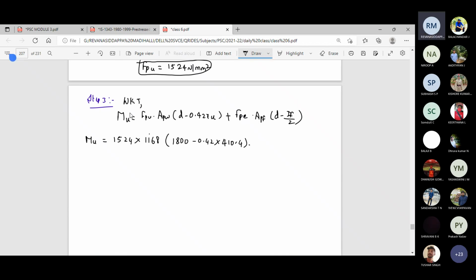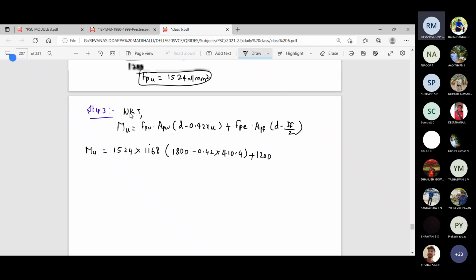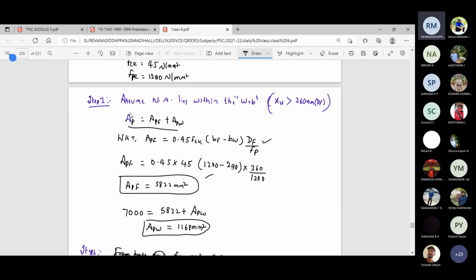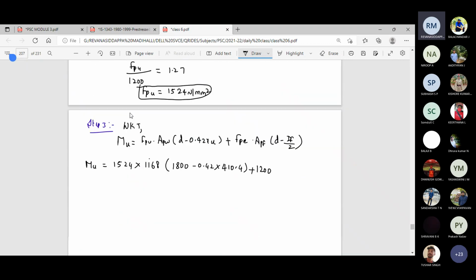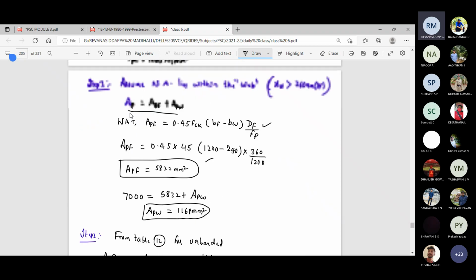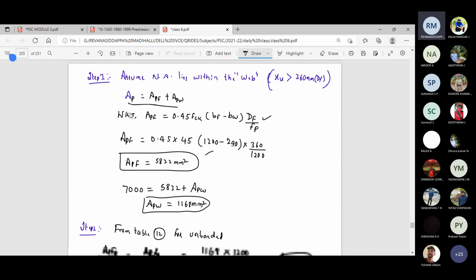410.4 mm plus fpe is 1200 into Apf. Apf we have 5832 mm square. 5832 into 1800 minus depth of flange divided by 2. Depth of flange, how much it is given? 360 divided by 2.